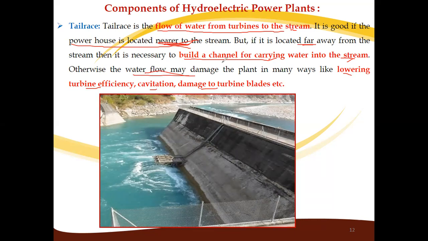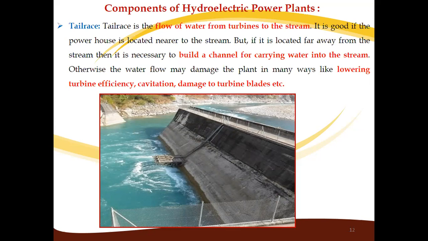But generally, the tail race and powerhouse are located near to the stream, so the water from the turbine outlet goes directly to the tail race through the draft tube. So these are the components of a hydroelectric power plant. We have seen the different components of the hydroelectric power plant as well as the function of each component.